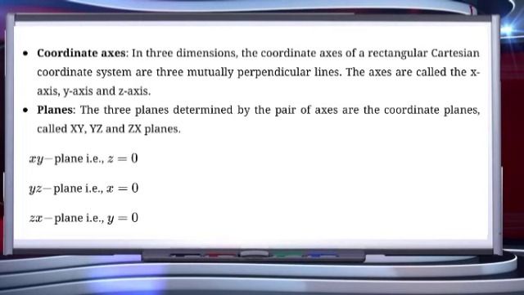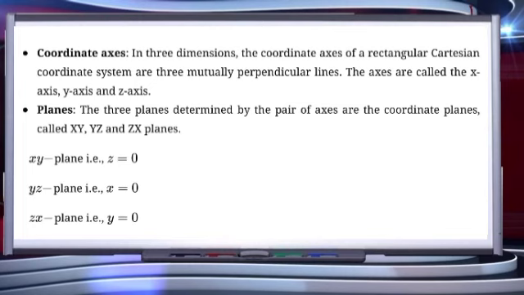The three planes determined by the pair of axes are the coordinate planes. So these coordinate axes divide the entire area into three planes. These are xy plane, yz plane and zx plane. So students, as the name itself suggests, if it is xy plane, then z coordinate is 0. If it is yz plane, that means x is 0. And if it is zx plane, that means y is 0.